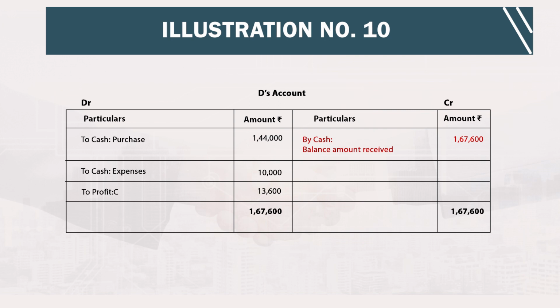Now, D's account. In D's account, debit side: to cash purchase rupees 1,44,000, to cash expenses rupees 10,000, to profit by C rupees 13,600, total 1,67,600. On the credit side there is a difference, 1,67,600, by cash balance amount received.